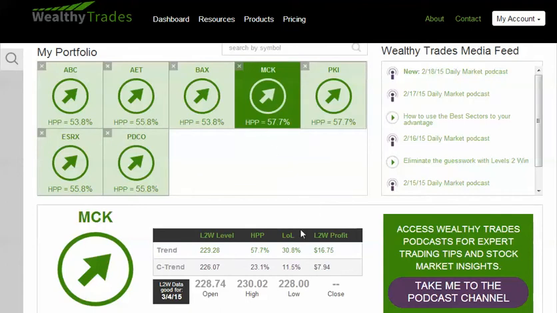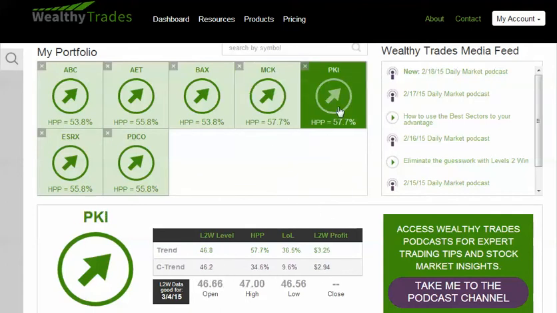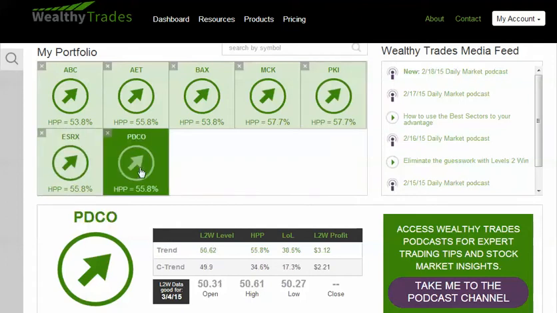All right, MCK makes money on both sides. PKI makes money on both sides. ESRX makes money on both sides. PDCO makes money on both sides. Excellent. That is my first filtering technique. So I filtered the 8 best stocks within the XLV now down to 7.